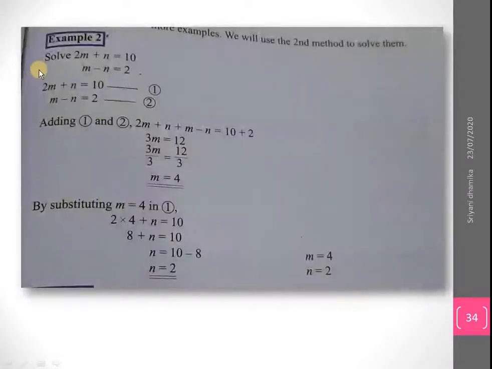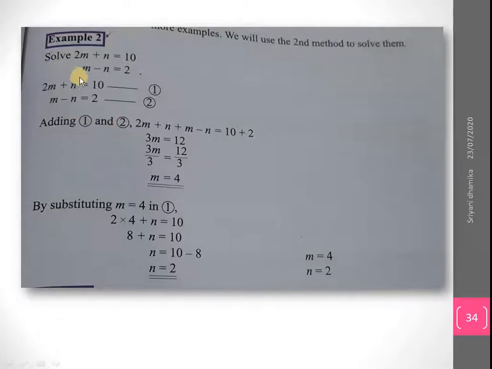Now afterwards we will solve the equation using the second method, that means the elimination method. Now see the second example, m plus n equals 10, m minus n equals 2. This is a pair of simultaneous equations. So what is the first step? The first step is to name these equations 1 and 2. After that, by adding these two equations, we can remove the term n. We can eliminate this term.